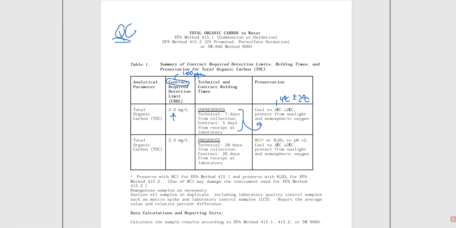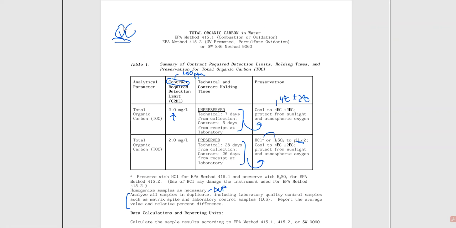Next up, it says you can go 28 days from collection or 26 days from the receipt at the laboratory if you preserve them, and you're going to preserve them with HCl or H2SO4. You've got to get a pH that's lower than 2, so add a few drops of this stuff, swirl it, keep checking the pH, and then when you get something lower than a 2, you can put them in the refrigerator and store them until you get ready to test them. Okay, not a big deal, absolutely. I mean, we can do that. That seems pretty easy. Next up, it says, analyze all samples in duplicate.